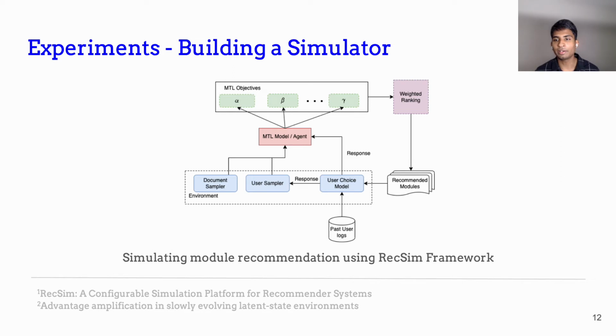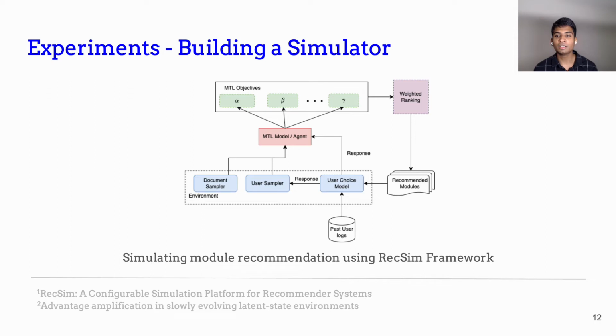We build a collaborative interactive recommendation simulator using the Rexim framework. We model the reinforcement learning recommendation environment as discussed in the paper Advantage Amplification and Slowly Evolving Latent State Environments. Overall, the document sampler samples modules from the prior distribution of module features. The user sampler samples users from the prior distribution of user features.